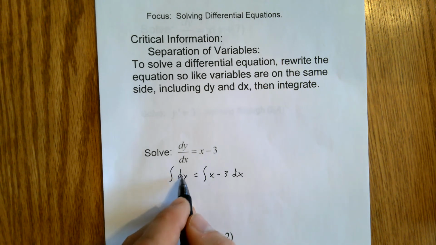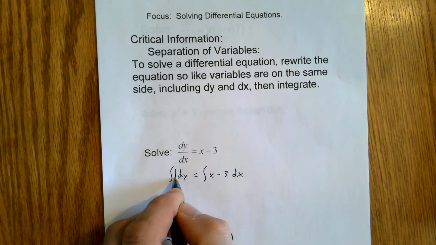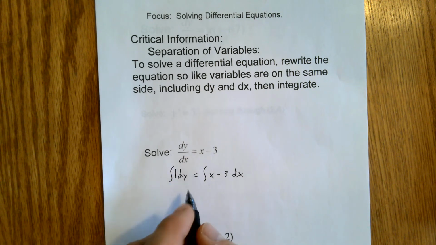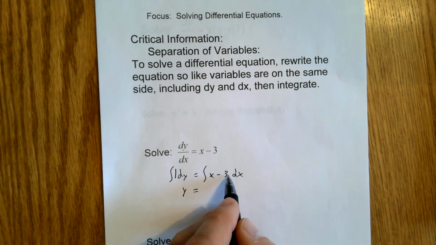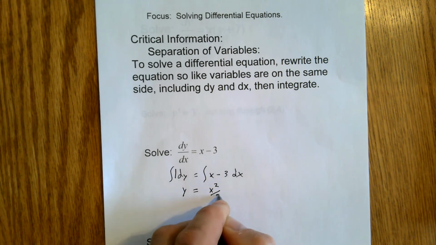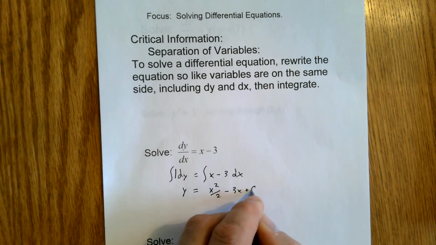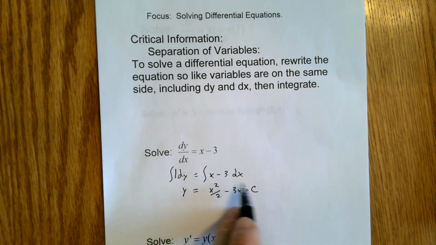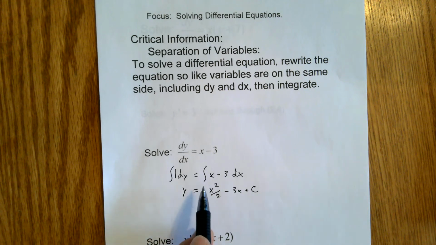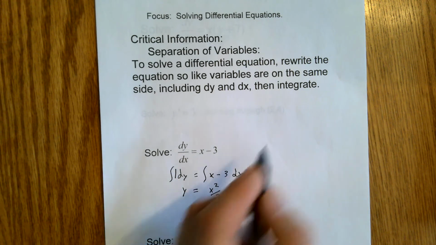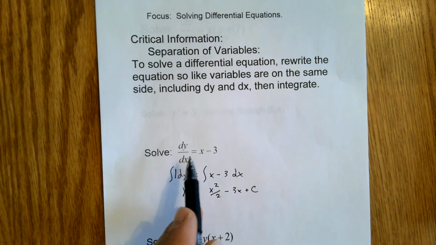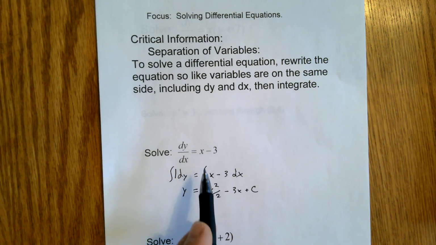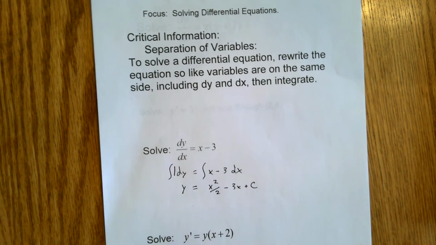So the integration of dy, remember there's a 1 in front of that, the integration of 1 dy, which was y. Integration of x minus 3 is x squared over 2 minus 3x plus c. And that was our solution. That's really what we did way back when. We didn't talk a whole lot more about it because our variables were already separated out. All we had to do was move that dx over.